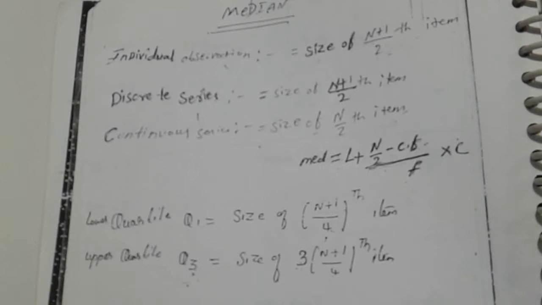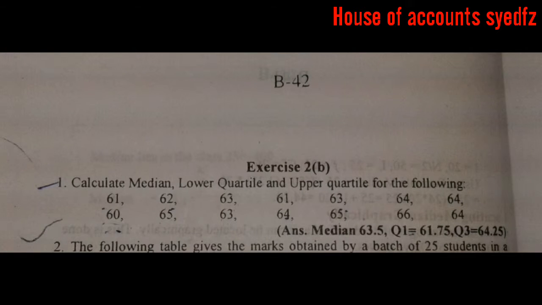Now let's see how we can use these formulas. For the question, the median has three series, individual, discrete and continuous. Let's see the individual series. Calculate median, lower quartile and upper quartile for the following. Lower quartile means Q1, upper quartile means Q3. The values are 61, 62, 63, 61, 63, 64, 64, 60, 65, 63, 64, 65, 66 and 64. For the solution, first we have to write all the values in ascending order, then we can easily solve the problem.